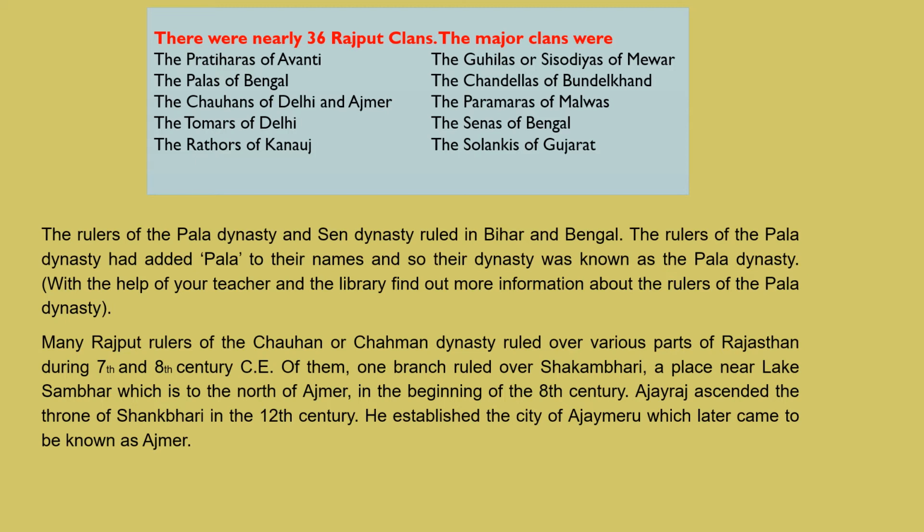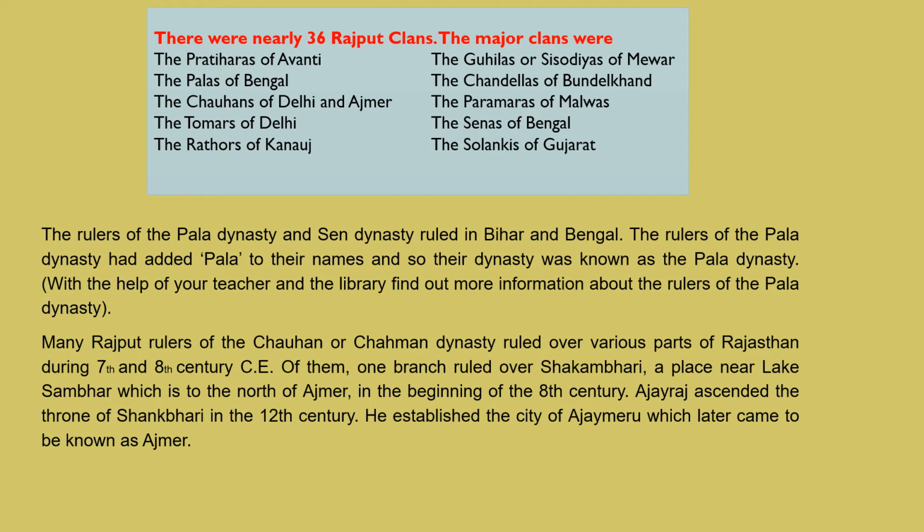Pala dynasty. Many Rajput rulers of the Chauhan or Chahamana dynasty ruled over various parts of Rajasthan during the 7th and 8th century CE. Of them, one branch ruled over Sakambari, a place near Lake Sambar, which is to the north of Ajmer. In the beginning of the 8th century, Ajay Raj ascended the throne of Shakambari in the 12th century. He established the city of Ajay Meru, which later came to be known as Ajmer.